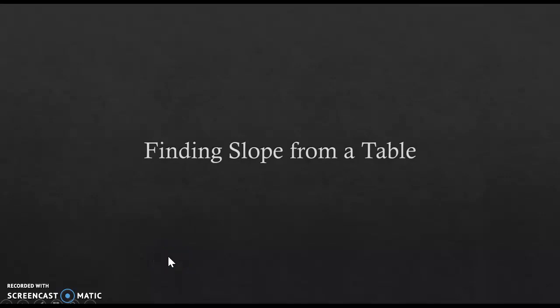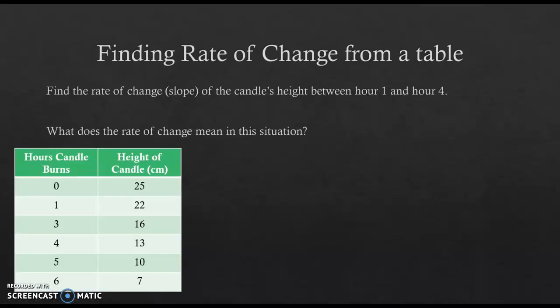Alright, so now we're going to find slope from a table. Really, we're just doing what we did before, y minus y over x minus x. A table just gives us many values to choose from. So in this situation, it tells us to find the rate of change, which is slope, of the candle's height between hours 1 and 4. But as we talked about in the very first video, it really doesn't matter the interval we choose.